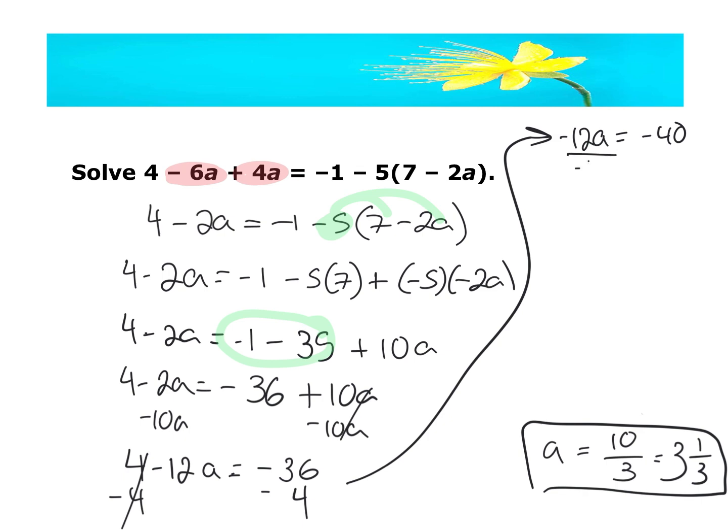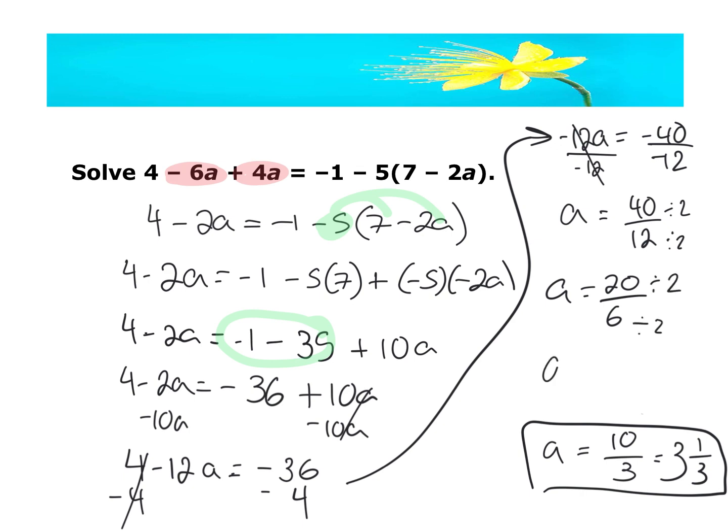Now remember, you want to make sure the variable, the letter, is positive. So I'm going to divide by negative 12 on both sides, which is going to give me 40 over 12, because the negative 40 over the negative 12 simplifies to a positive 40 over 12. Now, again, I would simplify and divide both by 2, the same way we did before. We're going to get that a is 20 over 6. I'm going to do it one more time. I'm going to get that a is equal to 10 over 3, which is, again, the original answer that we had.